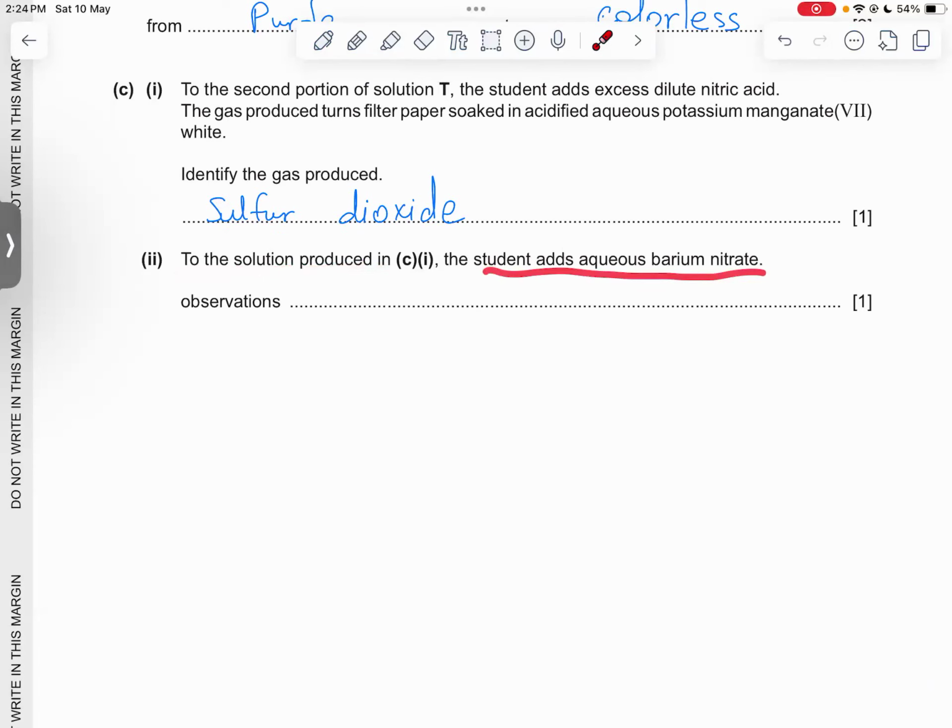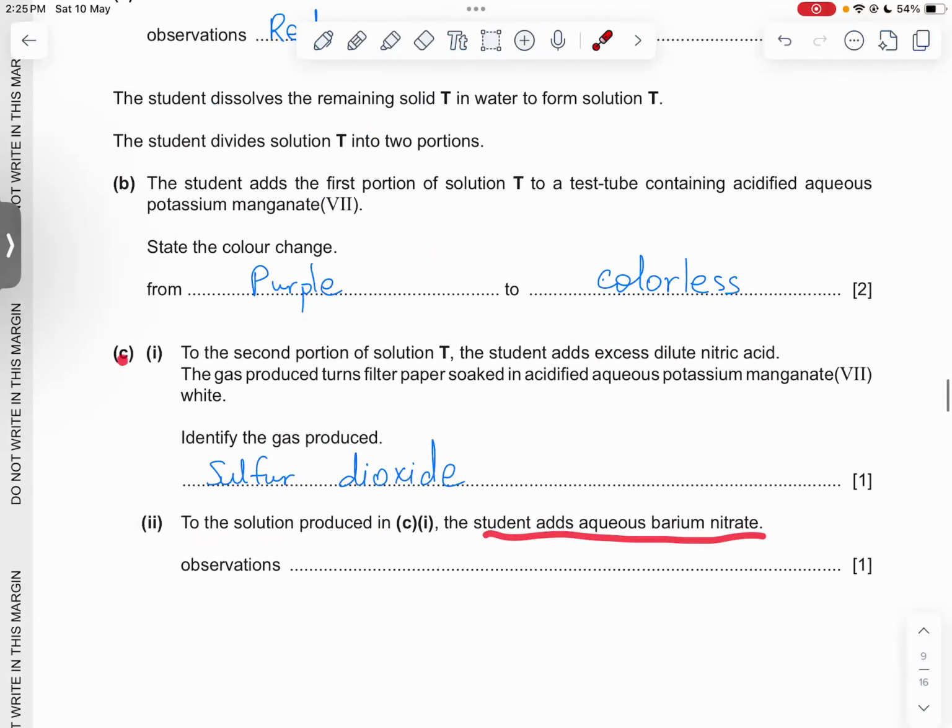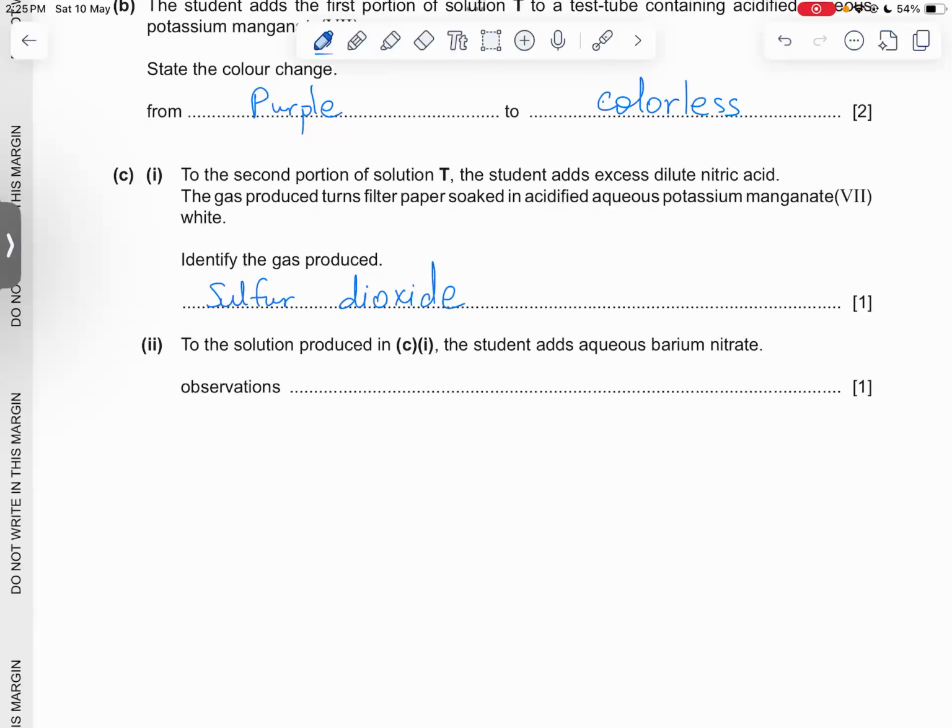Next question. The student adds aqueous barium nitrate to the solution produced in part 1. Because he added dilute nitric acid and sulfur dioxide gas was produced, the sulfite is finished now. There is going to be lithium nitrate over here. If we add barium nitrate to lithium nitrate, a white precipitate will not form. Nothing will happen. Why should something happen? There is the same ion, so there will be no reaction.